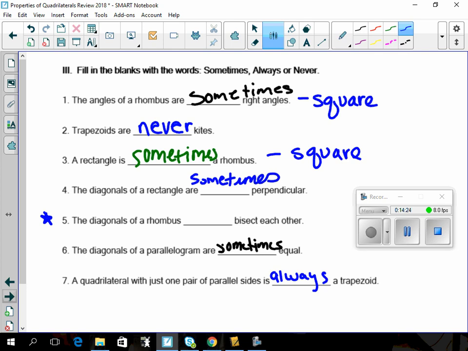If I look at number 4, the diagonals of a rectangle are sometimes perpendicular. What special case, what kind of a rectangle happens when the diagonals are perpendicular? What kind? It can't be just a rhombus. It's a specific kind of rectangle, so it's a square.